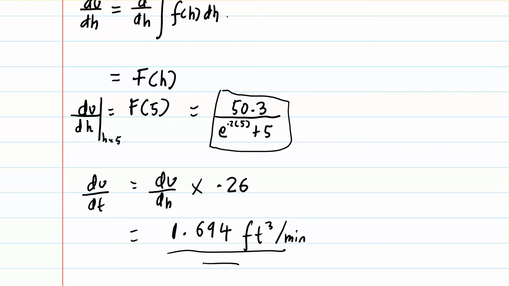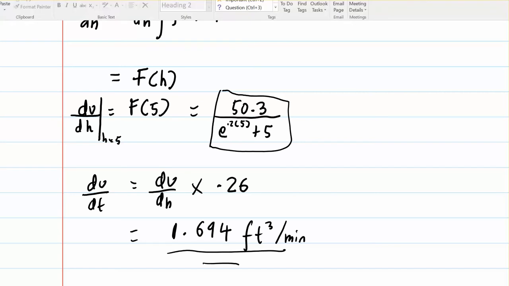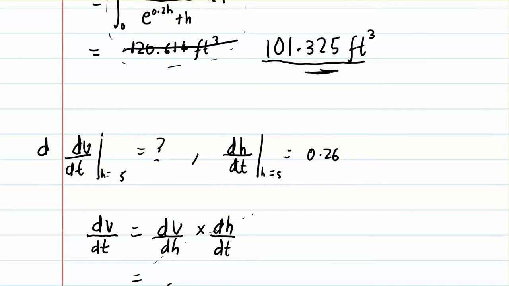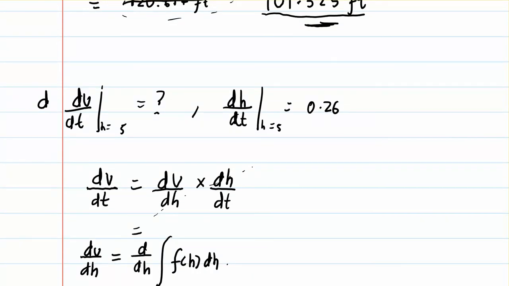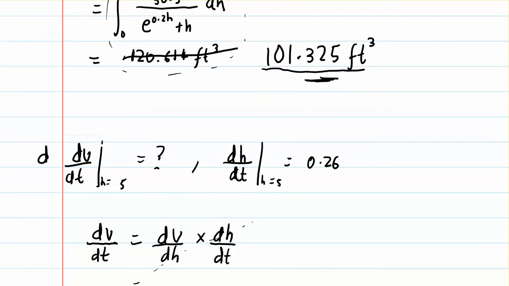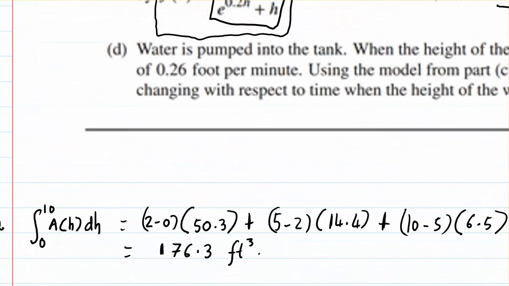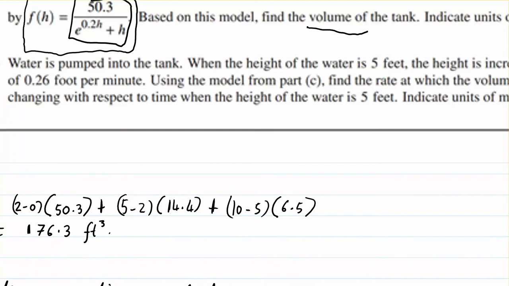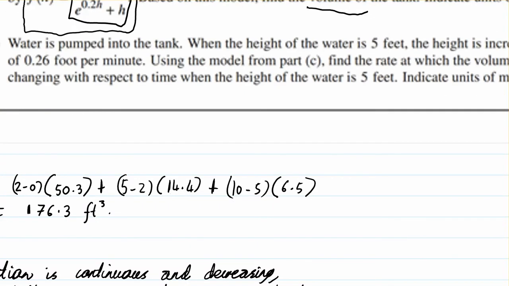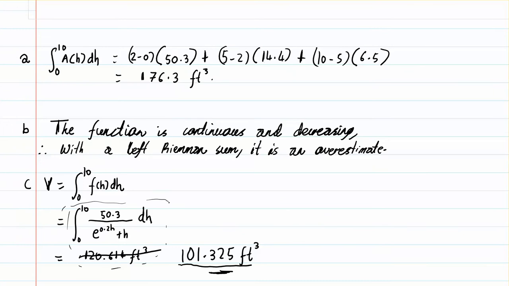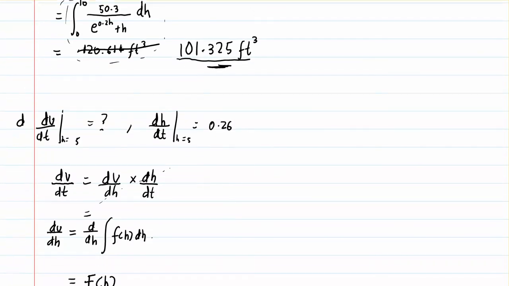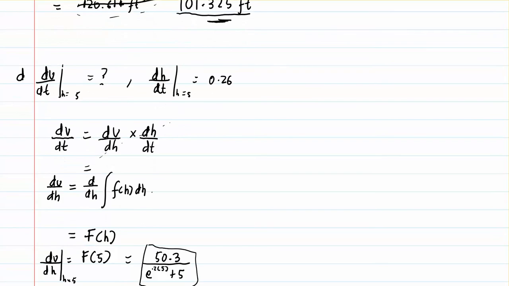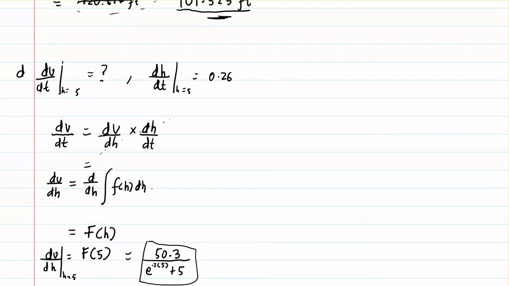But just because I stuttered a little, I know it must have gotten a little confusing, so I'll go over D one more time. We have dh/dt, it is given to us, and we also have V. But the question is asking us to find the rate at which the volume of water is changing with respect to time when the height is 5. So we are trying to find dV/dt at h equals 5. And we got dV/dt to be dV/dh times dh/dt.